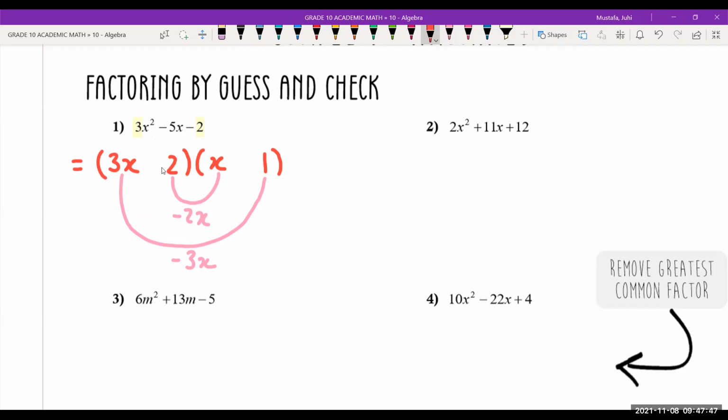What sign do I put in front of the 2 here? Yeah. Because negative 2 times x will give me negative 2x. And then how do I make 3x times 1 negative 3x? Minus.